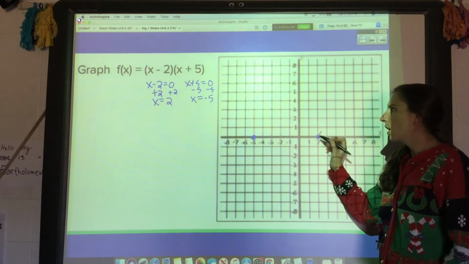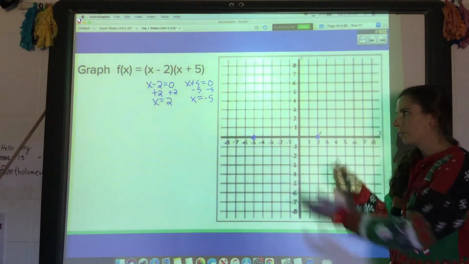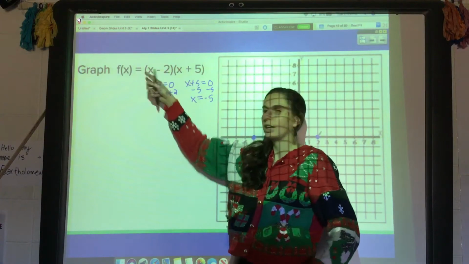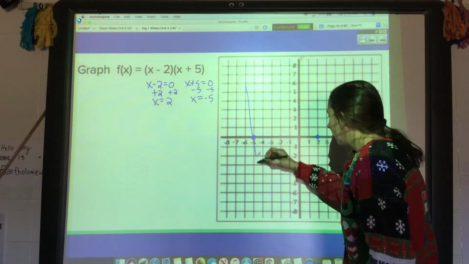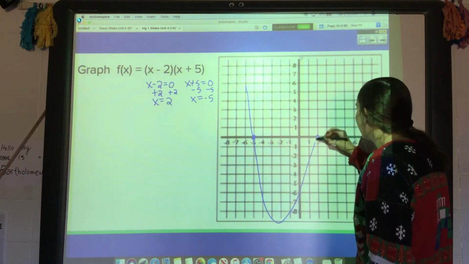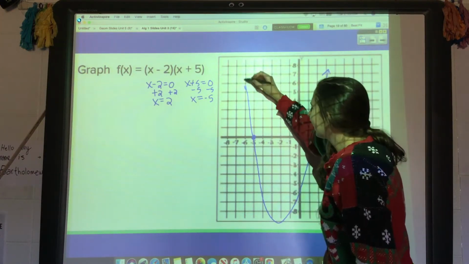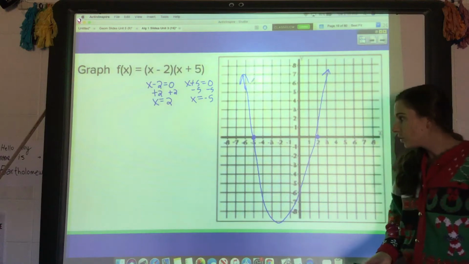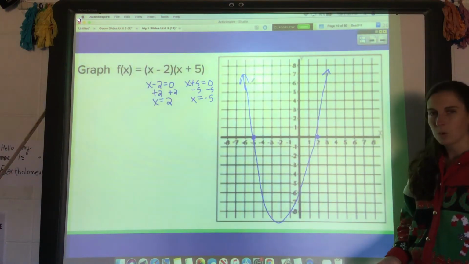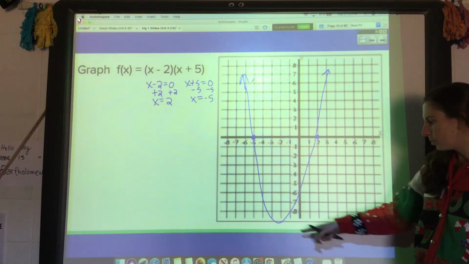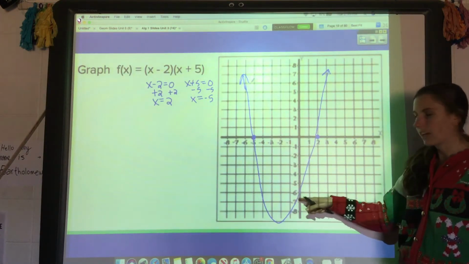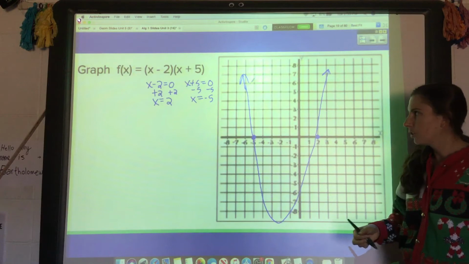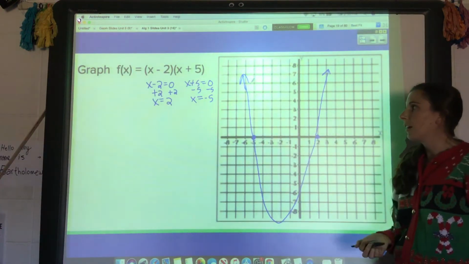I also know that the graph opens up because the leading coefficient is positive. So I know my graph looks something, oh that was bad, something like this. That was not super precise. If I wanted to be more precise, I would probably need to find the vertex, or find the y-intercept, or just plug in some x values and see what the y value is.